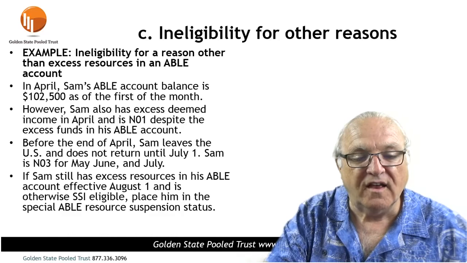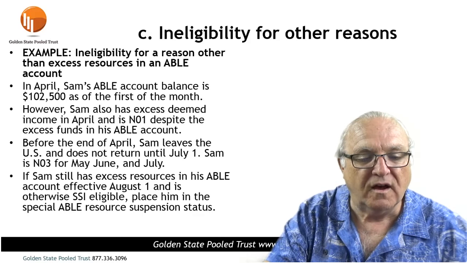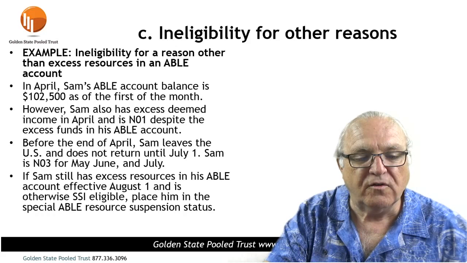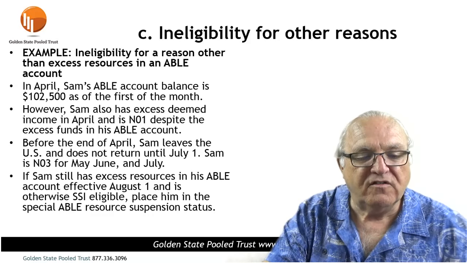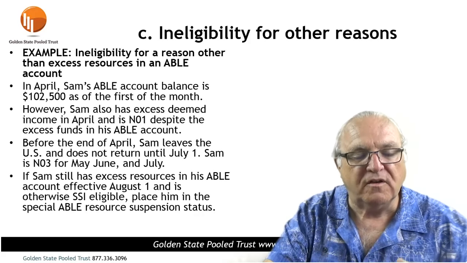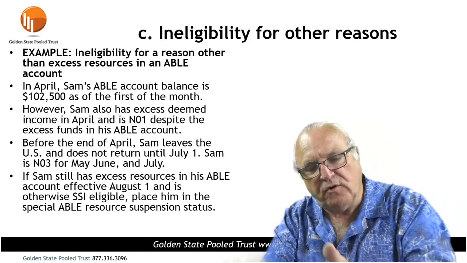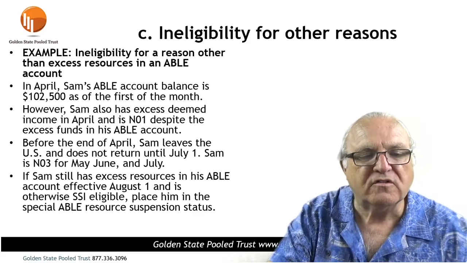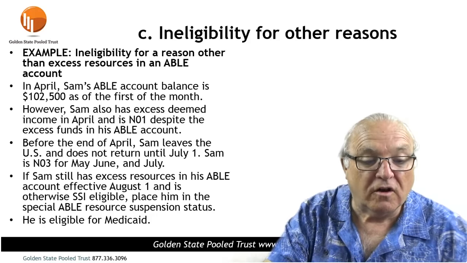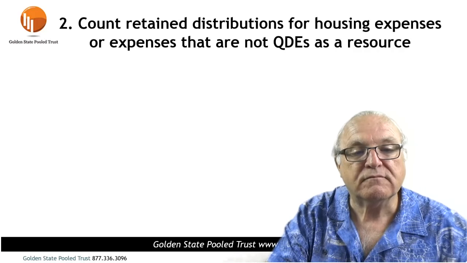If Sam still has excess resources in his ABLE account effective August 1st, and is otherwise SSI eligible, place him in the special ABLE status because he was not ineligible for a full year. He had these periods when he wasn't eligible, but it wasn't a full year. And he is also eligible for Medicaid.